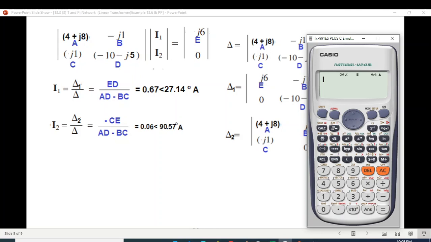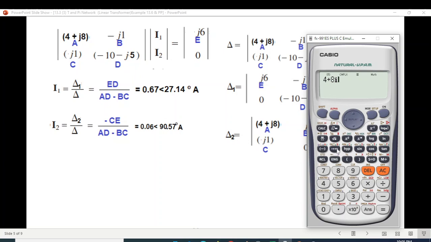First of all, you have to bring your calculator into complex mode. Press 2. The calculator is in complex mode. Now we'll assign the values first of all. And to do that, 4 plus J8. So we'll write 4 plus 8. For J, we write I. So 8I, shift store. And we'll assign this as value A.